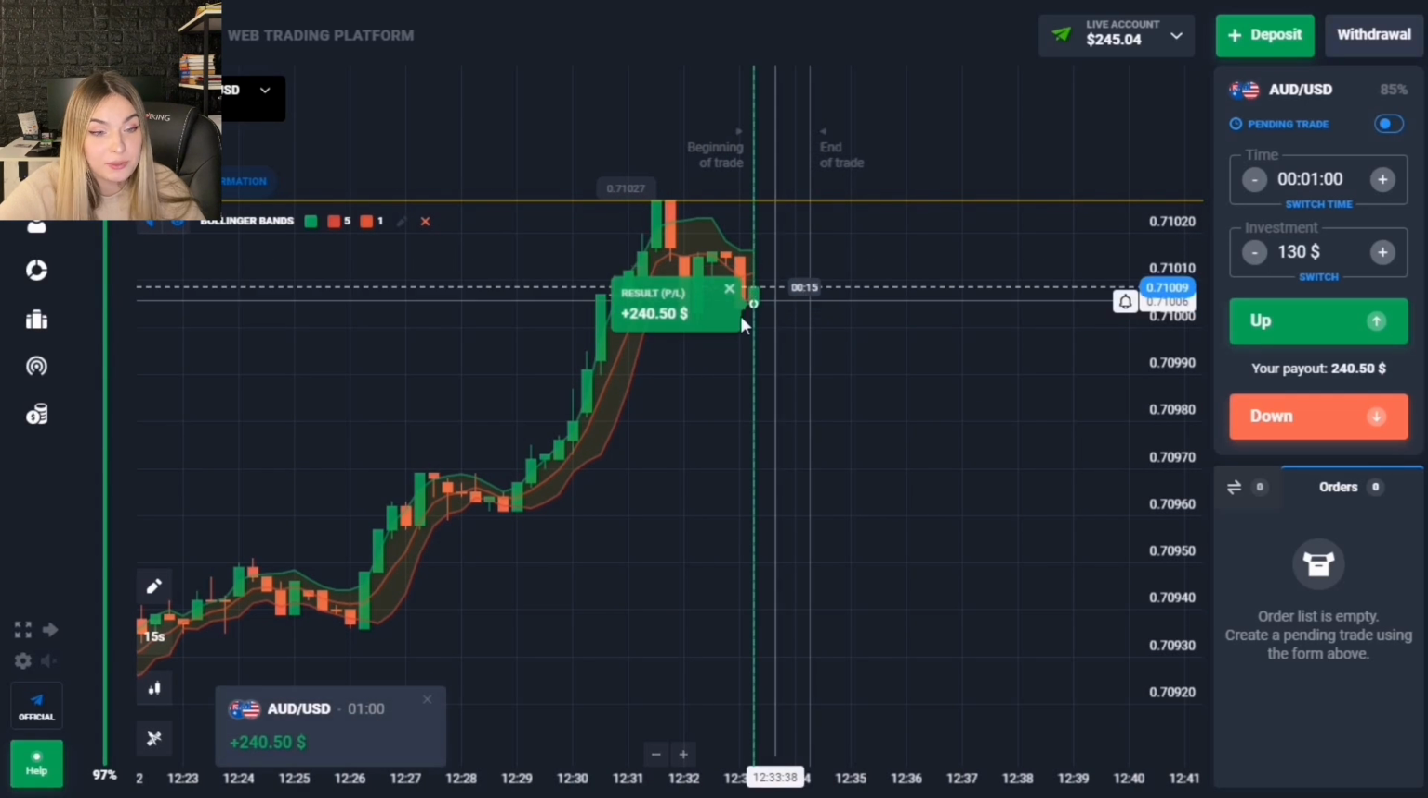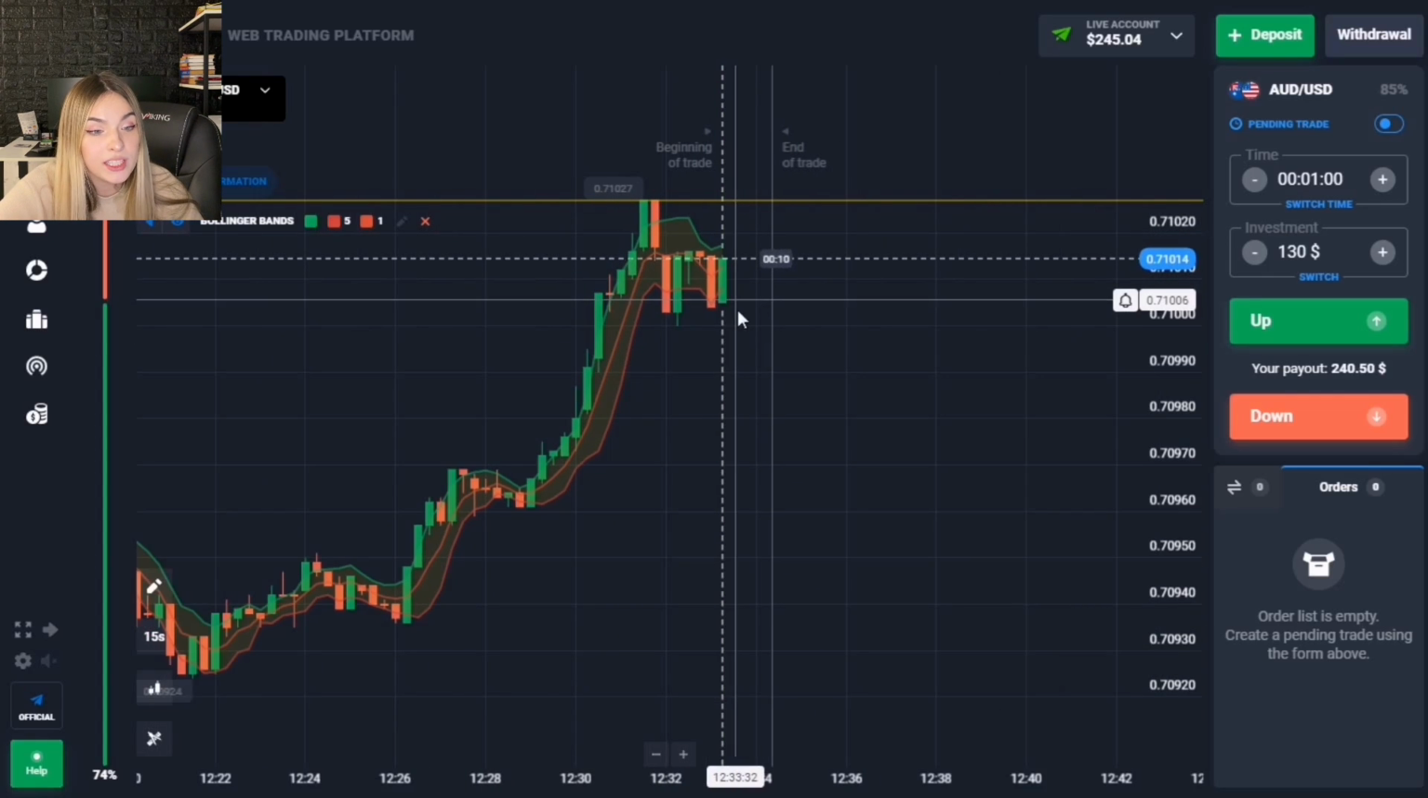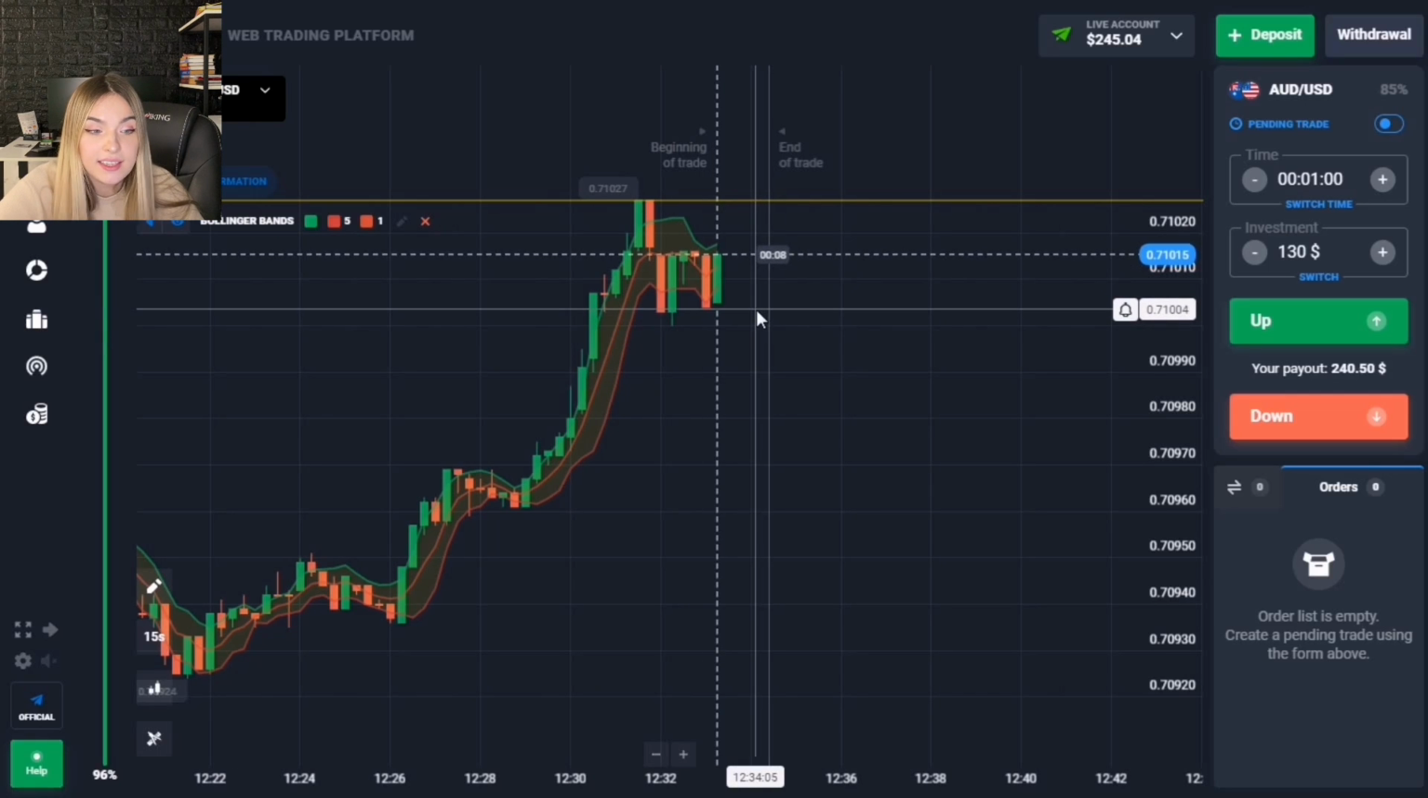Well, it's not bad, we caught a good entry point again. The indicator helped us to determine this again and we get a profit. Everything is going great. Let's continue.